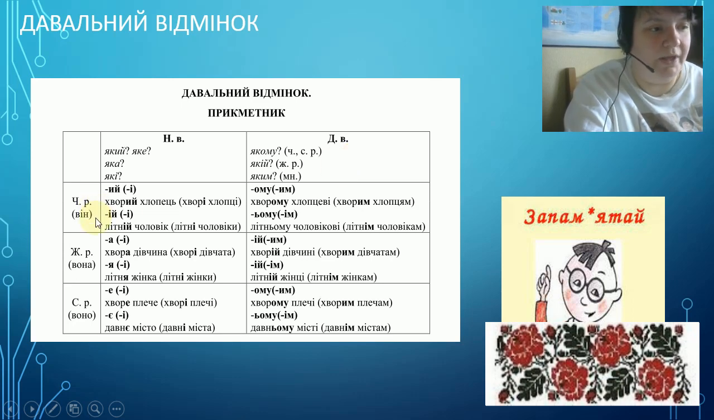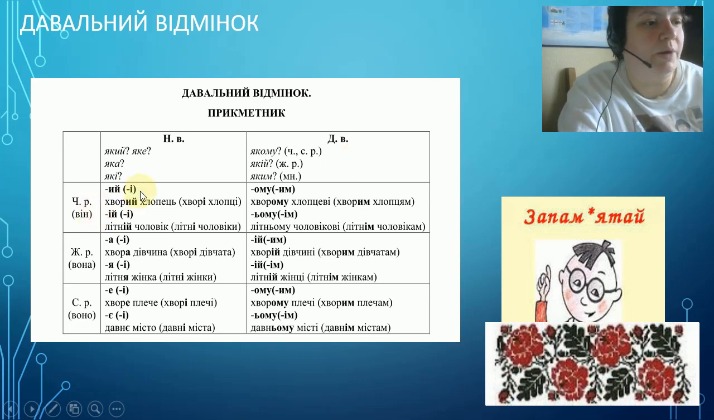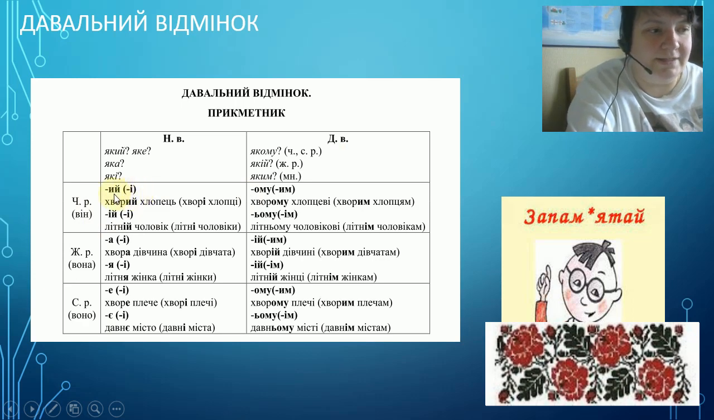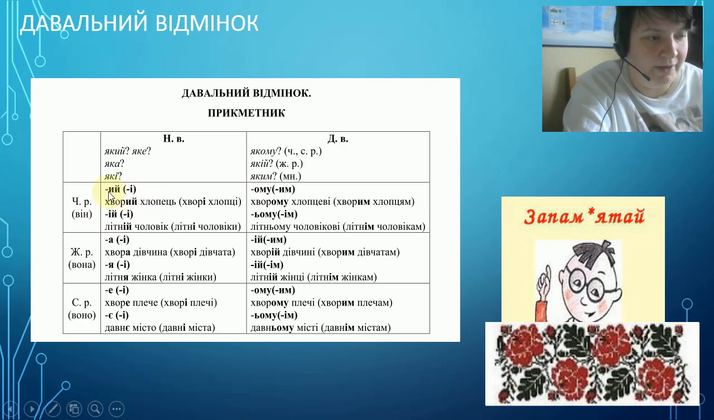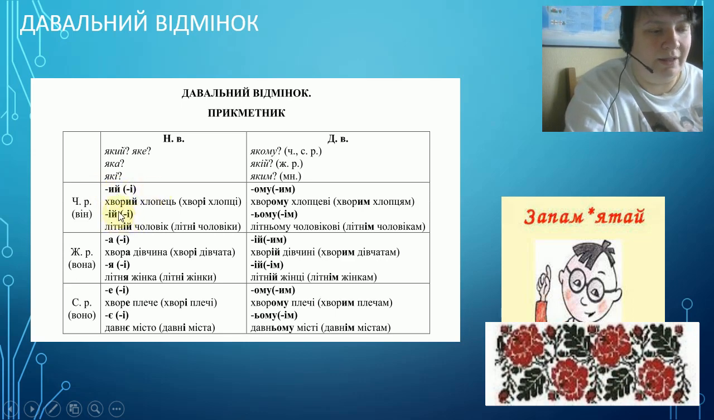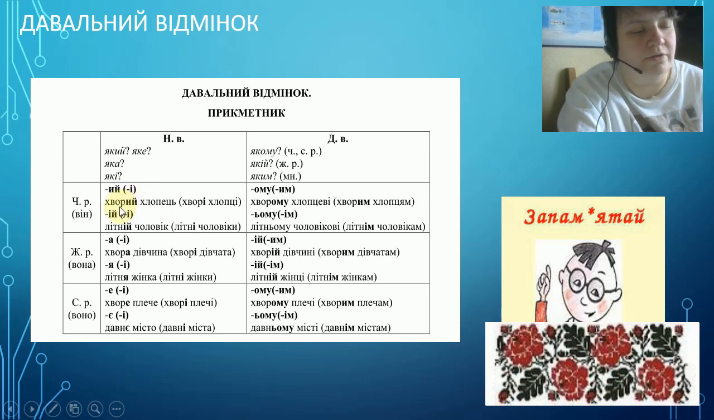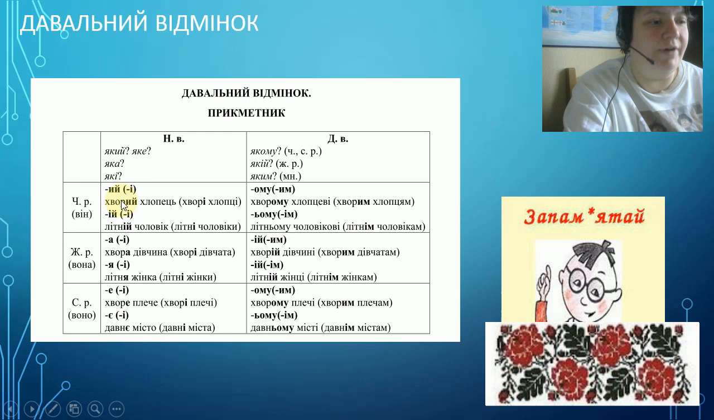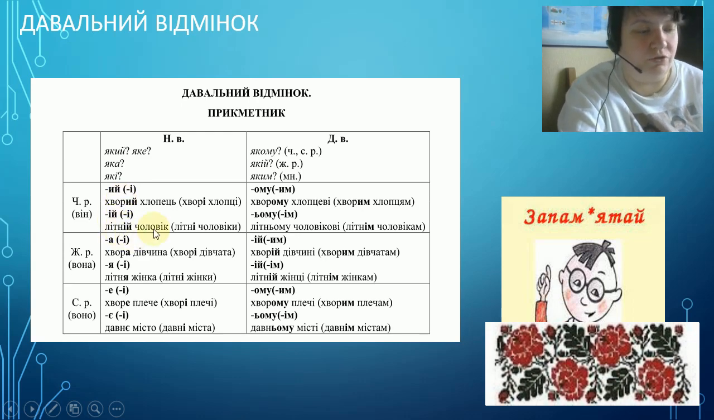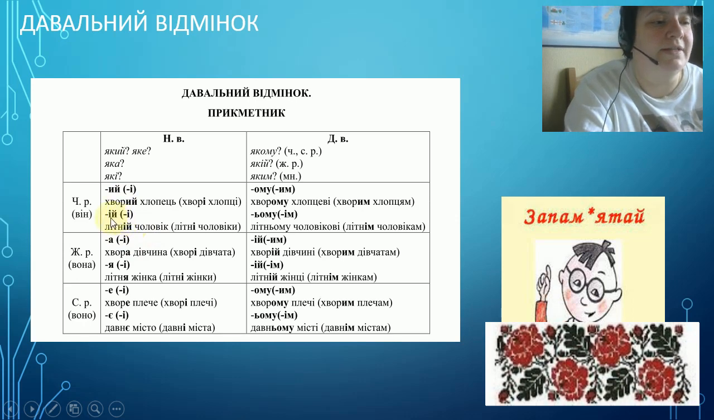For example, in grammatical masculine, in nominative case, we have endings -ий in singular, -і in plural. Again, it depends on the sound. If the sound of the last letter in the root is hard, we have -ий. If it's soft, we have -ій. Літній чоловік. For example, we have ending -ій. And in plural, it's -і.